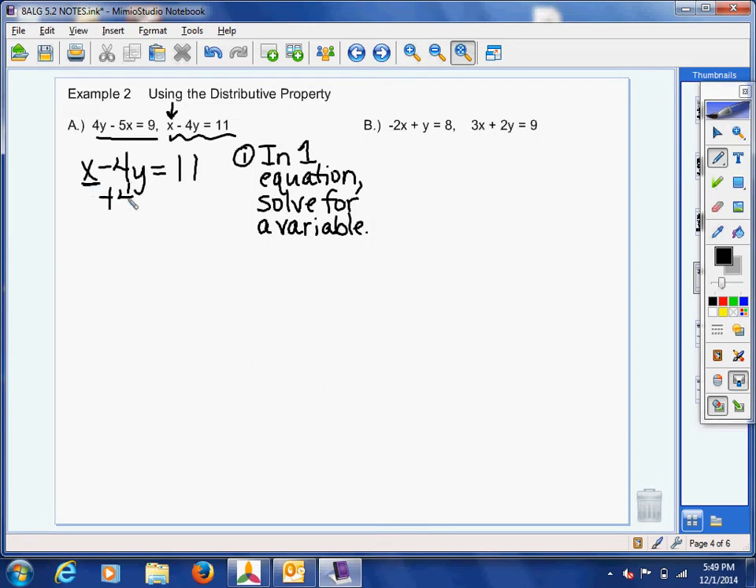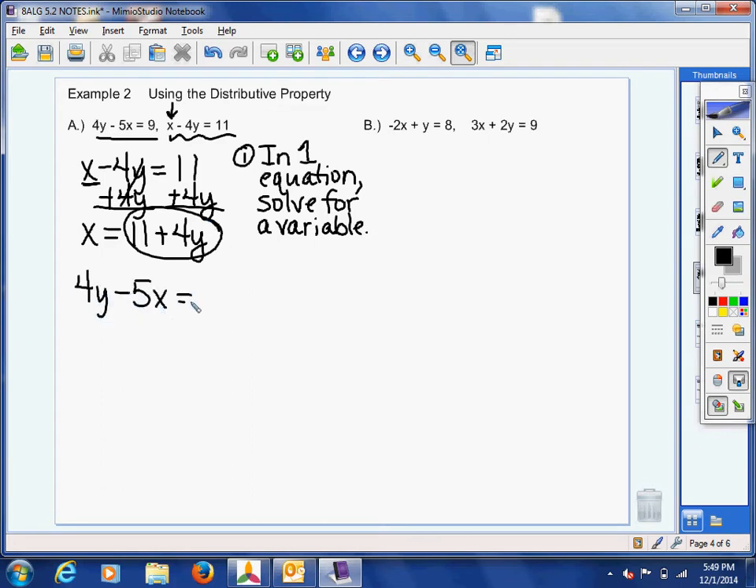So that means I'm going to add 4y to each side. And now I've created x equals 11 plus 4y. And this is another name for x. Now, I've already used this equation, x minus 4y equals 11. I'm not going to use it again, okay? At least not momentarily. When I use my substitution, I'm going to bring the other equation down, okay? Now, it's not a solvable equation because I have 2 different variables in it.